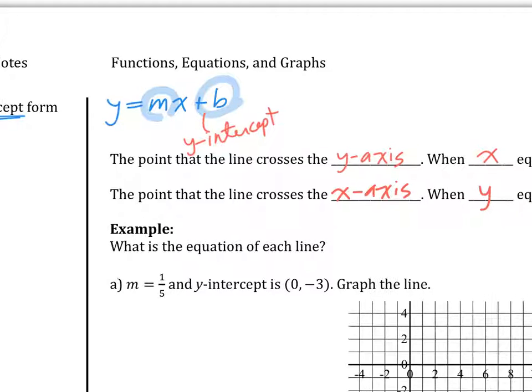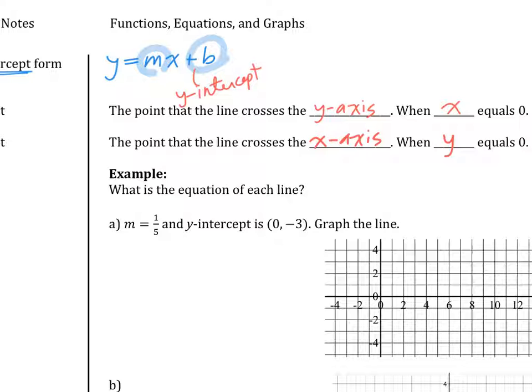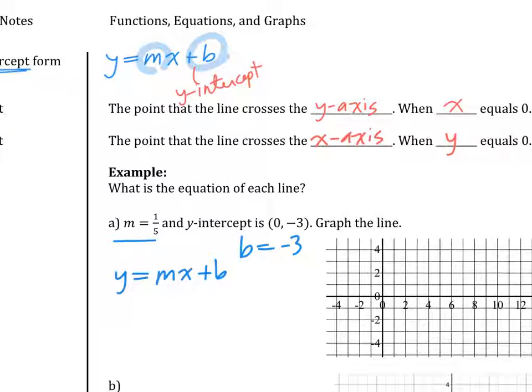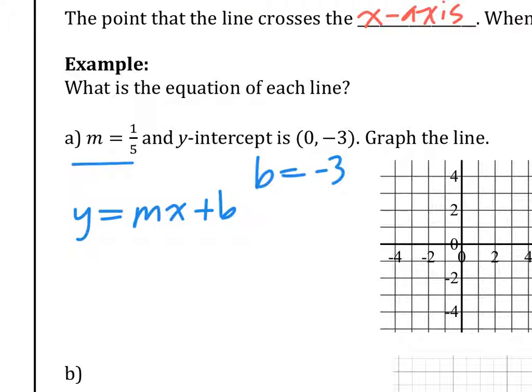All right, let us try an easy question. This is very, very easy. M is 1/5. What does M mean? Slope. Good, slope. M is 1/5 and the y-intercept is 0, -3. You know it's the y-intercept because x is 0. So that means b is -3. They want you to find the equation. Let's put it in y equals mx plus b. Since you have m and you have b, all you have to do is plug it in. So y is equal to 1/5 x minus 3.